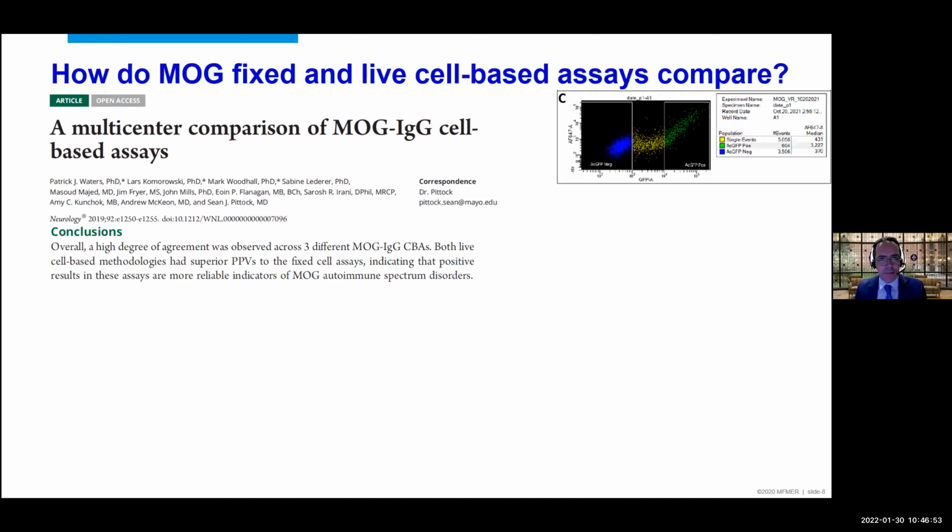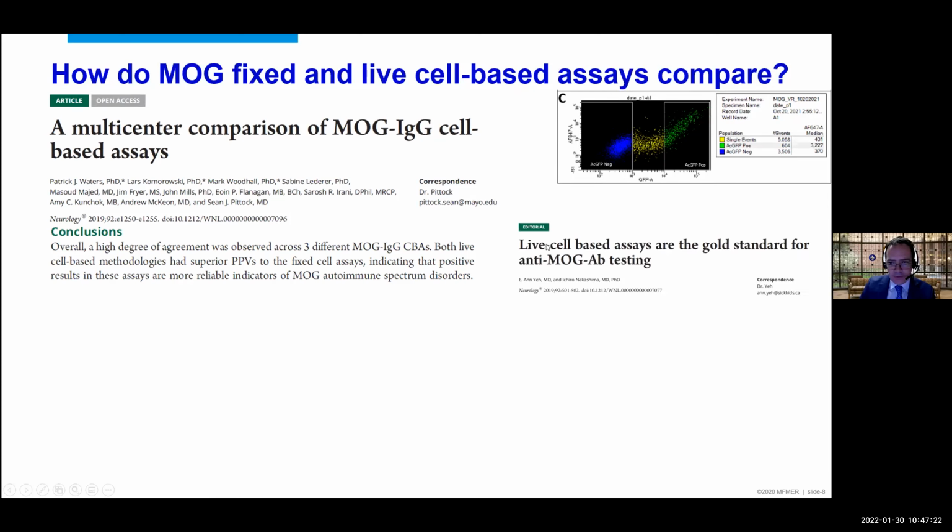If we look at the MOG antibody assay, which is also a cell-based assay, that is generally what is performed. Again, another study that Paddy Waters led in collaboration with Sean Piddock here at Mayo Clinic looked at a comparison of MOG antibody cell-based assays, and we looked at both live and fixed cell-based assays. And in this study, it was found that the live cell-based assays performed slightly better than the fixed cell-based assay. And that led to an editorial saying that the live cell-based assays should be considered the gold standard.